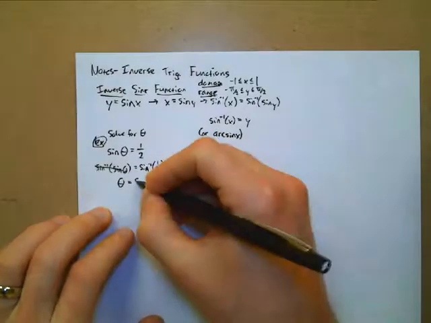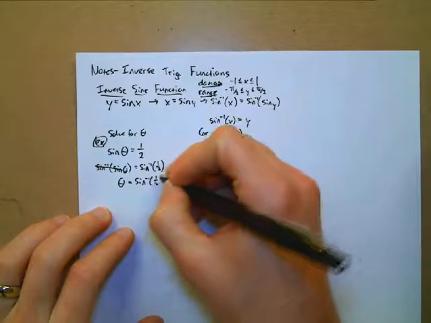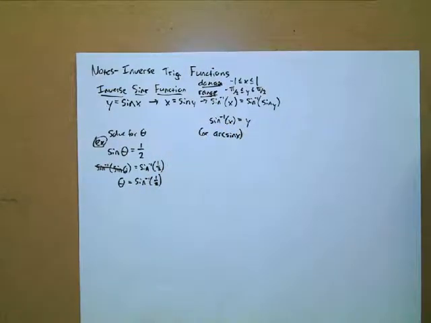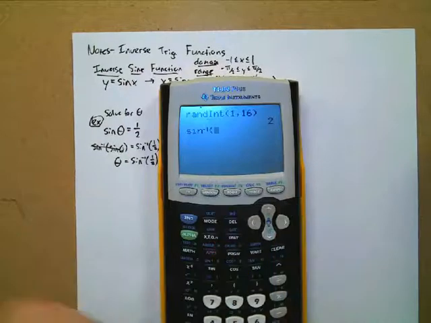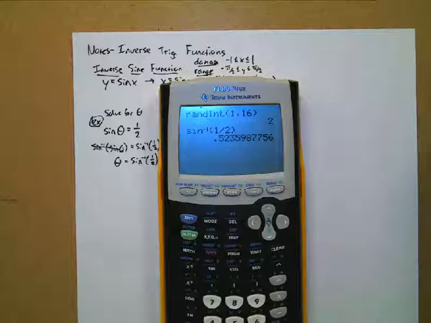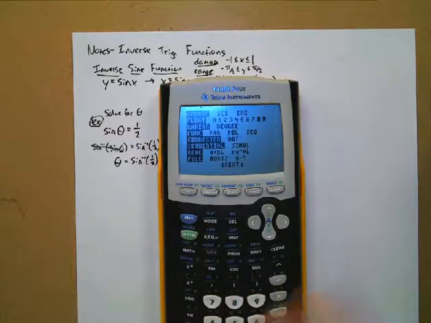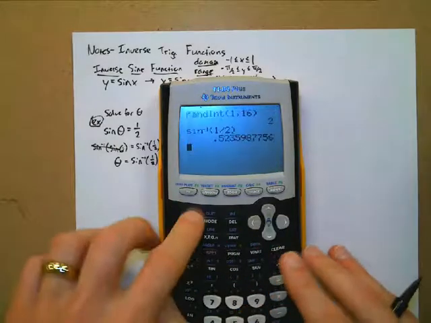Okay. So we press second sine on our calculators, and we can just type in 1/2 as a fraction. And I get 0.52359877756. Of course, I'm in radian mode right now. Question? How do I switch it back to degrees? Mode button. Okay, and you go down to degree. Alternatively, if you were in degree mode and you did that, you get 30 degrees. Okay, but we're going to keep things in radians for right now.